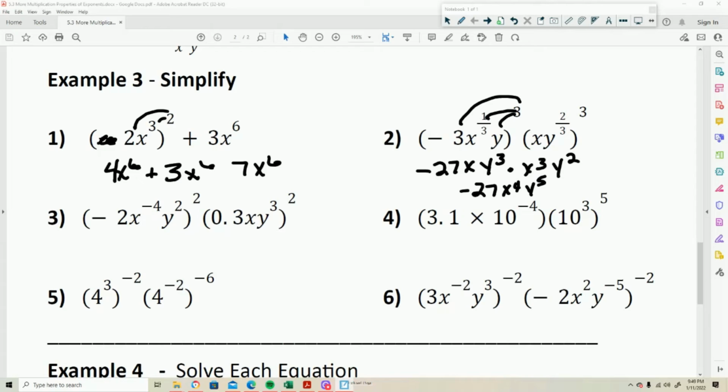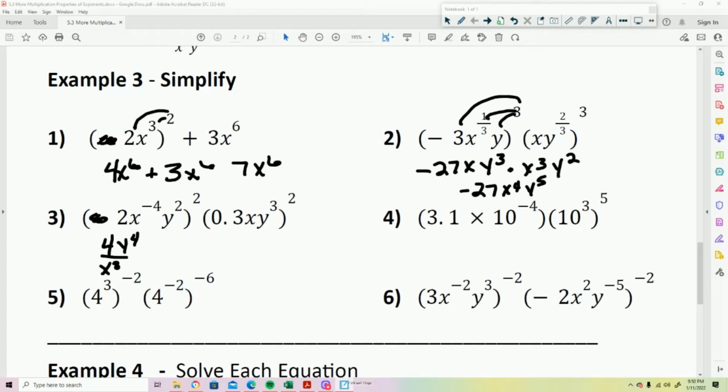Okay, here distribute the 2. So the 2 goes on the negative, that makes it positive. You know, 2 negatives make it positive. The 2 goes to the 2 here. That's 2 squared, which is 4. The 2 goes to the negative 4, which is negative 8. That means it's going to go on the bottom. x to the 8th goes on the bottom. 2 goes here, that's y to the 4th. So I get y to the 4th on top.